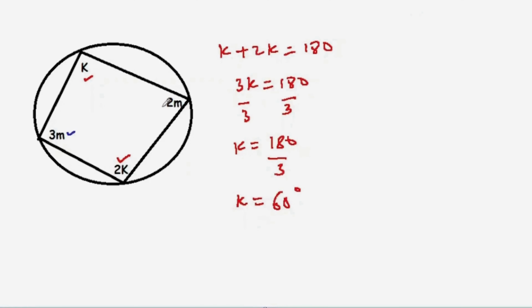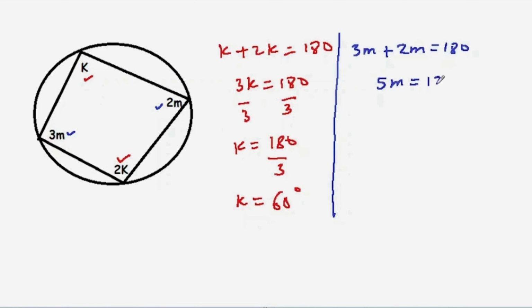Okay, now for the second one, 3M is opposite to 2M. So we're going to add up the two. The sum of opposite angles in a cyclic quadrilateral equals 180 degrees. So 3M plus 2M equals 180 degrees. So this is 5M equals 180. Divide both sides by 5, and we're going to have M equals 180 divided by 5. So M equals 36 degrees.